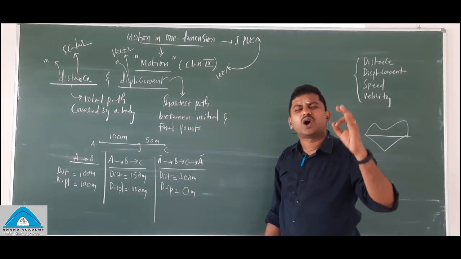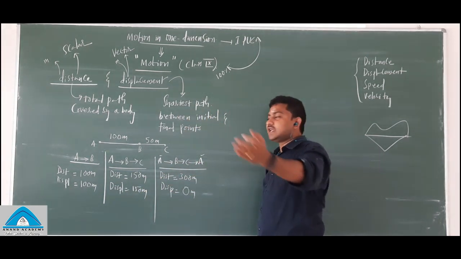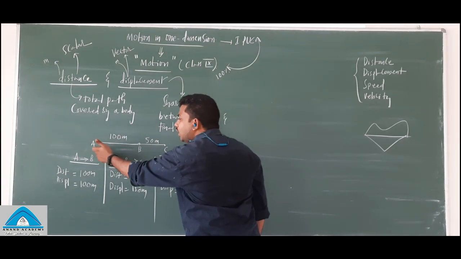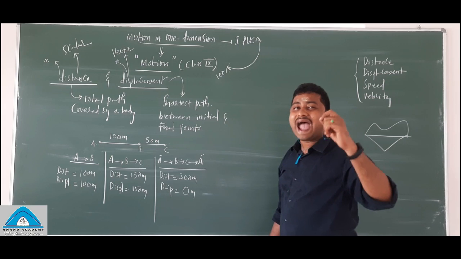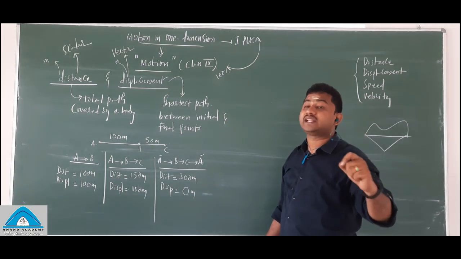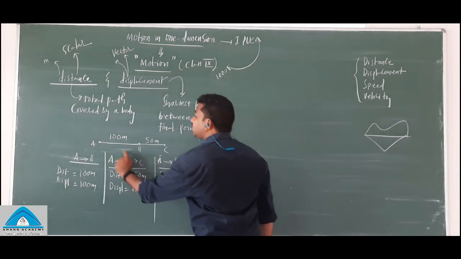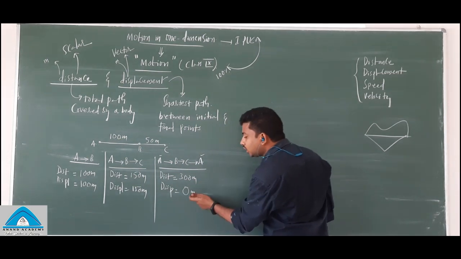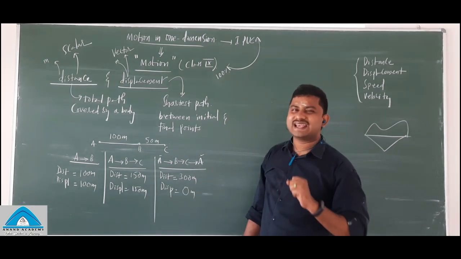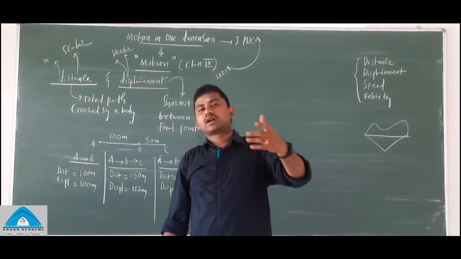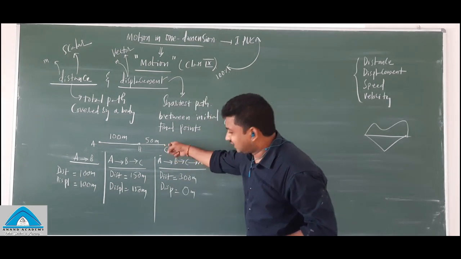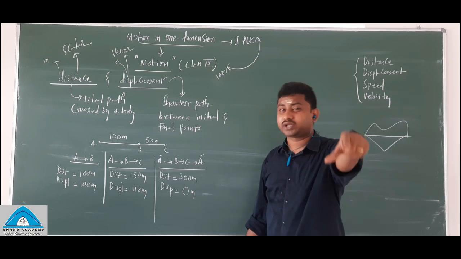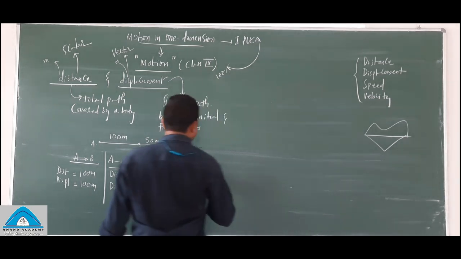It is just because in the first two cases, the body is only moving forward without turning back and it is moving in a straight line. Once the body started turning back, distance will be more, displacement will be less. Okay, clear? And let us add one more case for this same example. One more case for the same example. And what is that case?